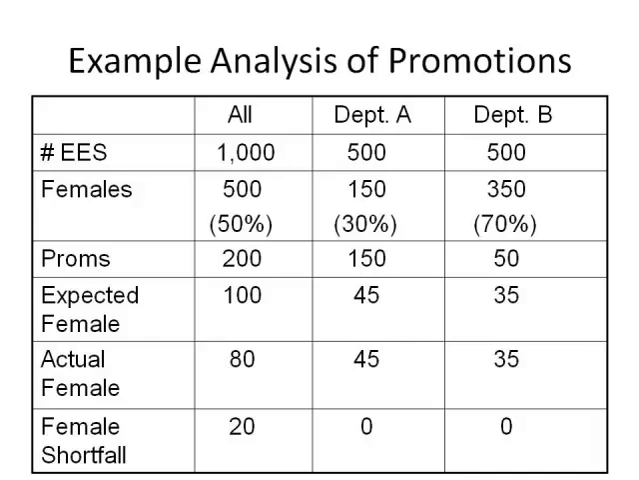Now within Department B, we're making 50 promotions, and we would expect 70%, or 35, to be females. We actually see 35 females being promoted. So again, the female surplus is equal to 0. When we look at all employees together, we have a female promotion shortfall of 20, but when we look at it by department, we're in perfect parity. The actual female promotions is equal to the expected female promotions.